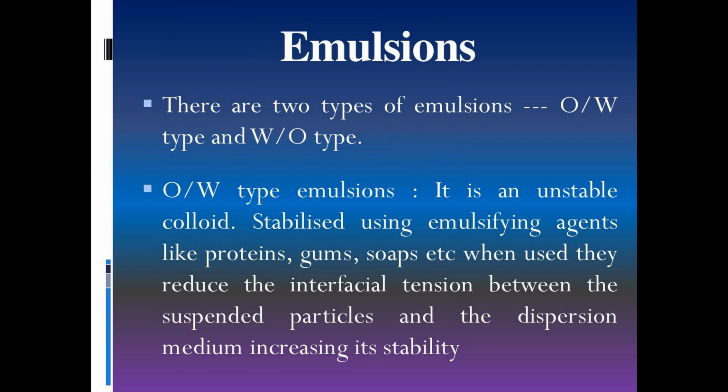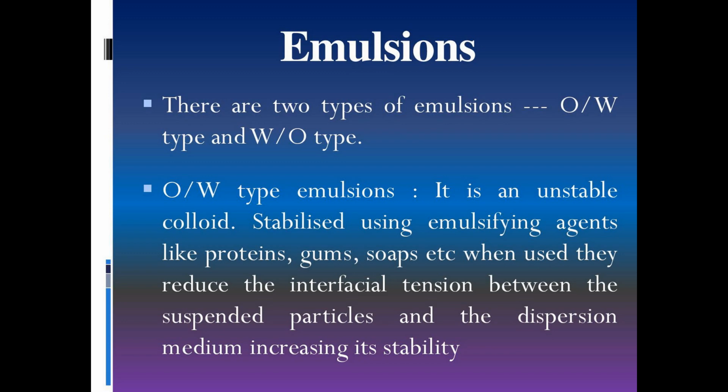Emulsions. Emulsions are liquid dispersed in liquid. There are two types of emulsions: oil dispersed in water and water dispersed in oil. The first type is oil dispersed in water. We write it as O/W. It is an unstable colloid and it can be stabilized by using emulsifying agents like proteins, gums, soaps, etc.